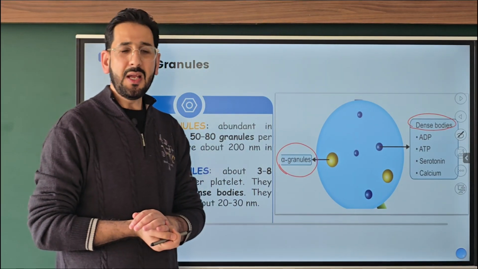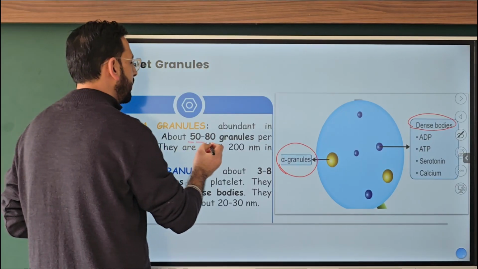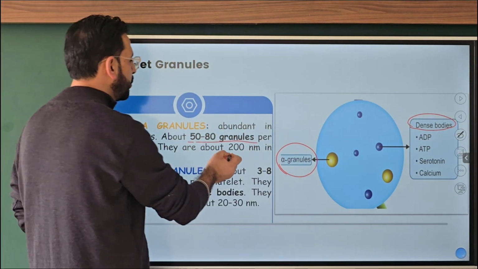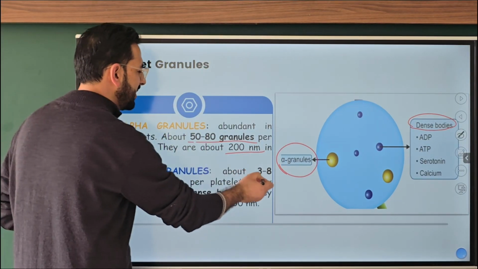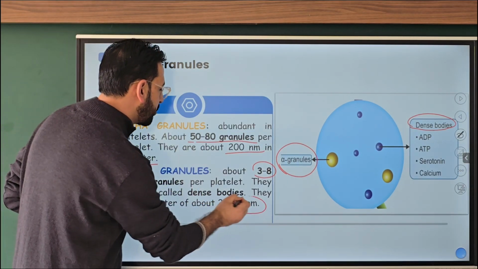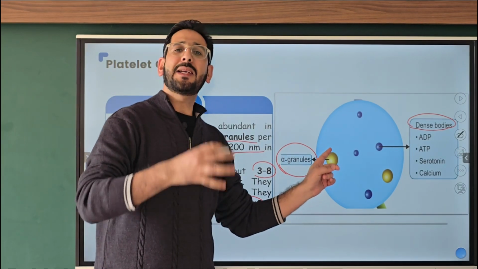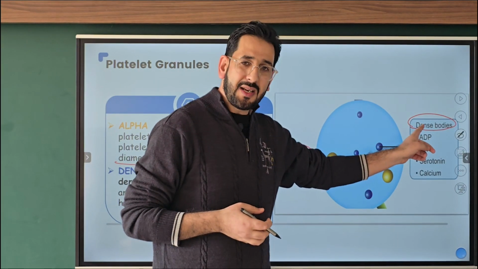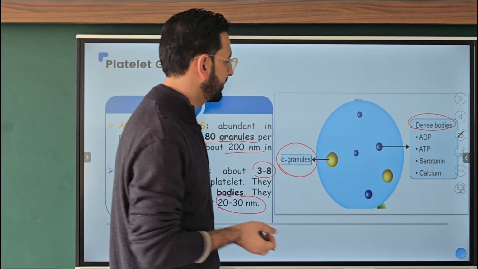Now, the alpha granules are 50 to 80 in one platelet, and they are about 200 nanometers in diameter. The dense granules are just 3 to 8 per platelet, and they have a diameter of 20 to 30 nanometers. So you can see that alpha granules are maximum in number and larger in diameter, and the dense granules are fewer in number and smaller in diameter.